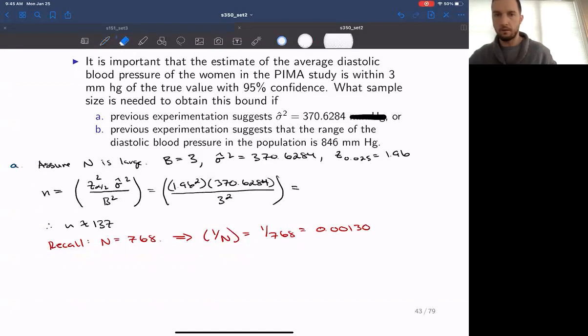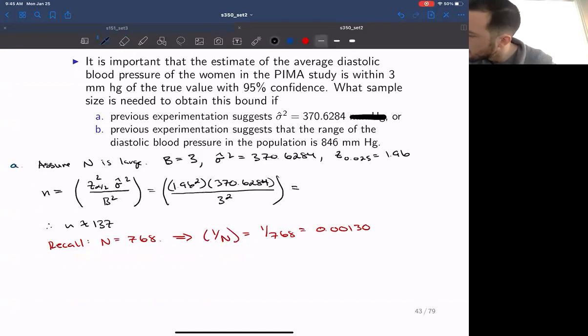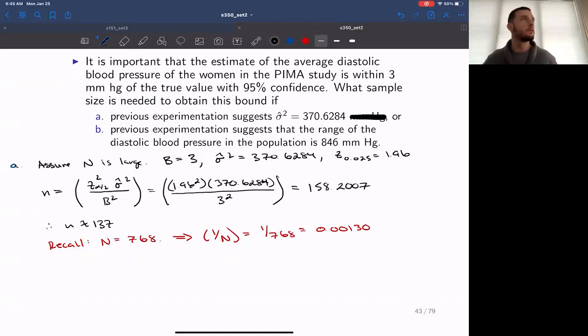I had the wrong value there. So that should be 158.2007. Sorry about that. Make some updates. Okay. So then if we were to actually include that bound, let's see what the effect is. Oh, it's actually quite significant.